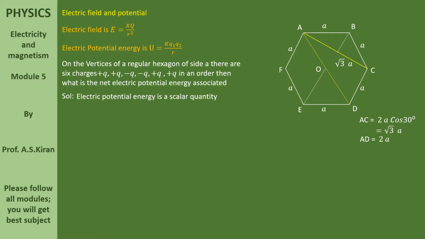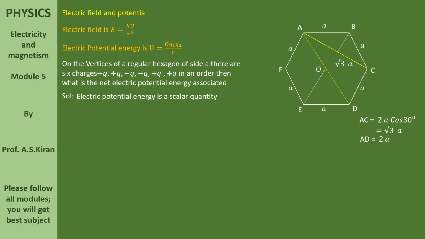Now coming to this problem. Of course, that is earlier classes knowledge. We just recollected it. On the vertices of a regular hexagon of side A, there are 6 charges plus Q, minus Q, plus Q in cyclic order. Then what is the net electric potential energy associated? Of course, it looks like a big calculation. Only for the sake of learning the subject, we took that problem.